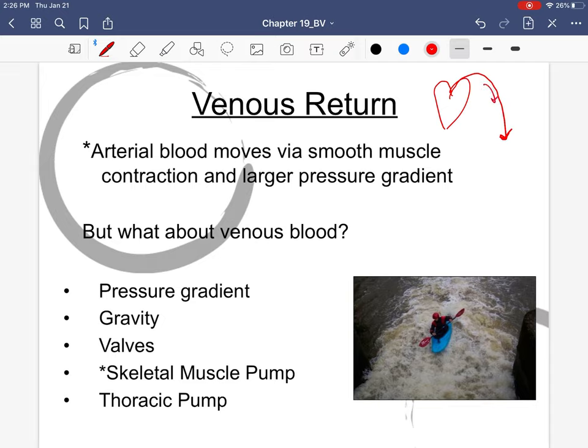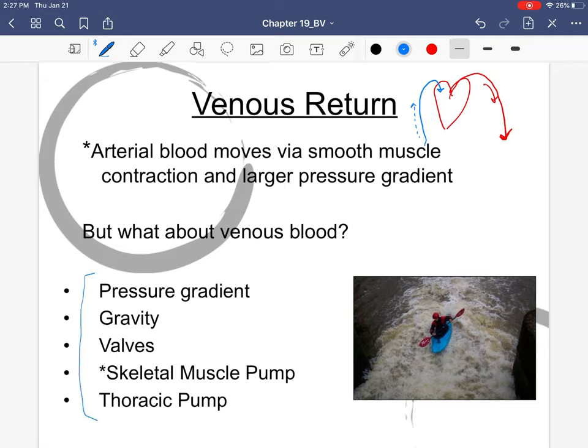So blood that leaves the heart does so through arteries. Blood's traveling in this direction. And the blood moving through arteries can move quickly because it has the benefit of the pump right behind it. But venous blood doesn't have the benefit of a pump. You don't have another pump in your toe to help push blood back up. So how on earth do we push this venous blood back up?